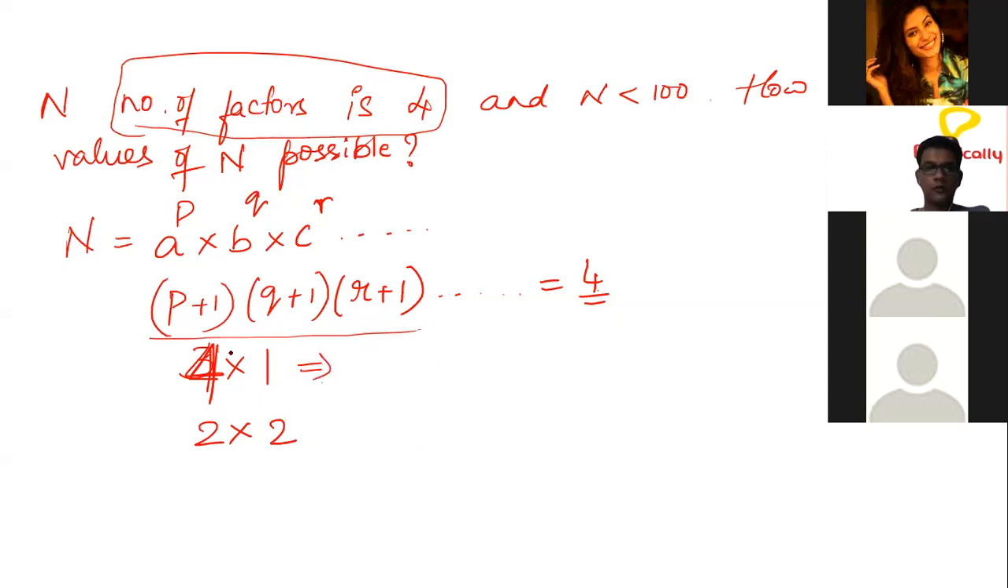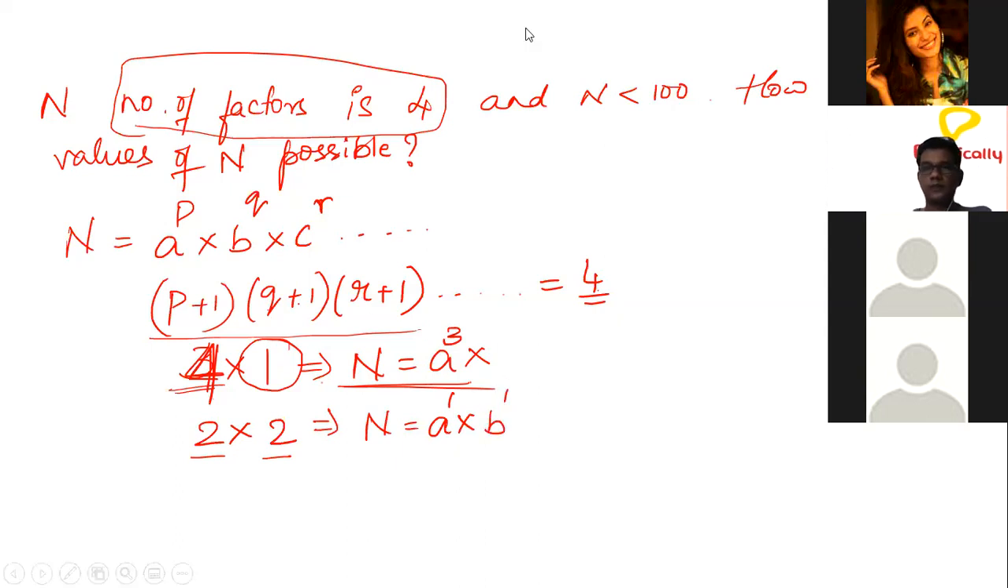How can I have a 4 into 1? In this case, n should be a cube. If n is a cube, can I have 4 factors? Yes. P plus 1 is what we are looking into, and p plus 1 is this. This I can ignore because how can I have a q plus 1 as 1 when q value is 0? Which means there is no other value into this. That's why I can ignore it. Now, how can I have a 2 into 2? 2 into 2 can come when it is a power 1 into b power 1.